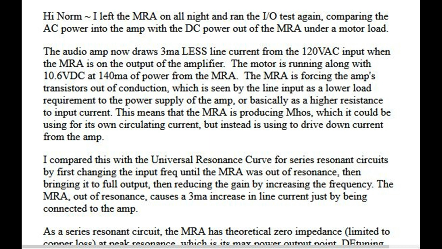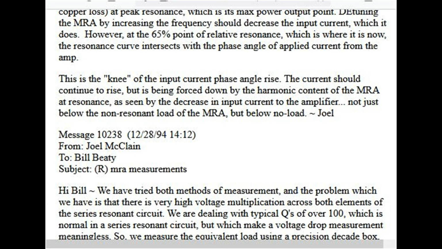I compared this with the universal resonance curve for series resonance circuits by first changing the input frequency until the MRA was out of resonance, then bringing it to full output, then reducing the gain by increasing the frequency. The MRA, out of resonance, causes a 3 mA increase in line current just by being connected to the amp. As a series resonance circuit, the MRA has theoretical zero impedance, limited to copper loss, at peak resonance, which is its max power output point.